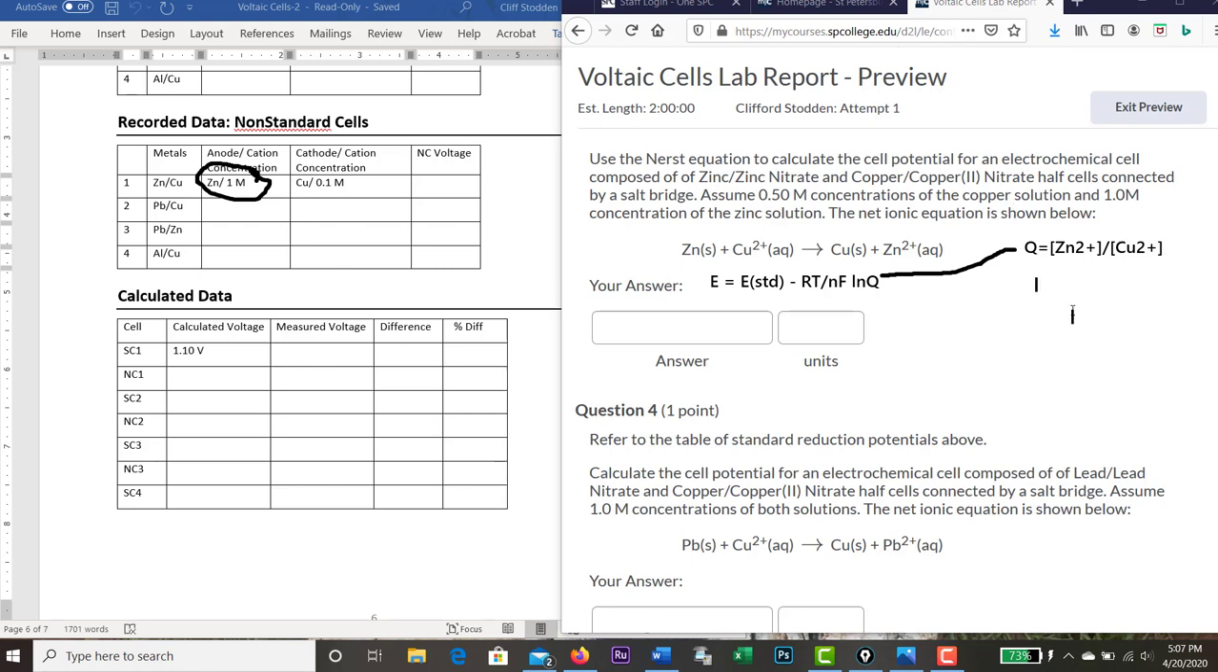If there wasn't, then you'd have to do something in addition to that. So if we just plug the numbers in here, we're told that the zinc is a 1 molar solution. And then that would be divided by the copper concentration, which in this case is 0.5 molar. So 1 divided by 0.5 is going to be equal to 2.0. Let's see, we'll give it 2, and that's unitless. So now we can finish our calculation.